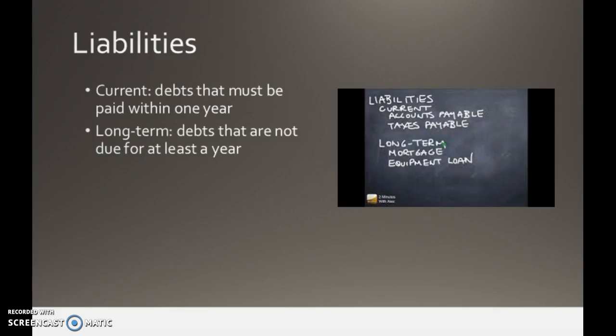Current liabilities are debt that must be paid within 1 year. These include accounts payable, unpaid bills to suppliers for materials, as well as wages and taxes that must be paid in the coming year. Long-term liabilities are debts that are not due for at least a year. These normally represent borrowed funds on which the company must pay interest.